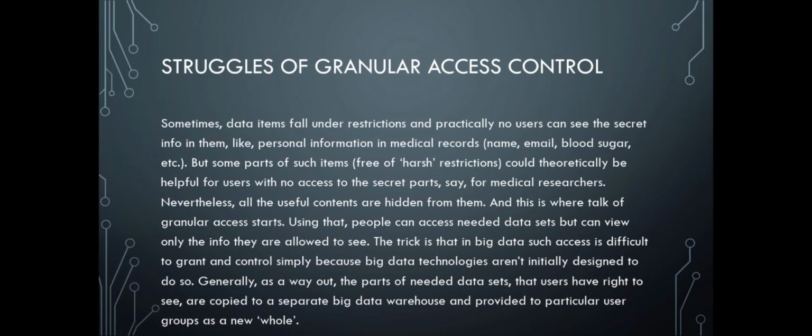Next, page 8. Struggles of granular access control. Sometimes, data items fall under restrictions and practically new users can see the secret info in them, like personal information in medical records, name, email, blood sugar, etc.